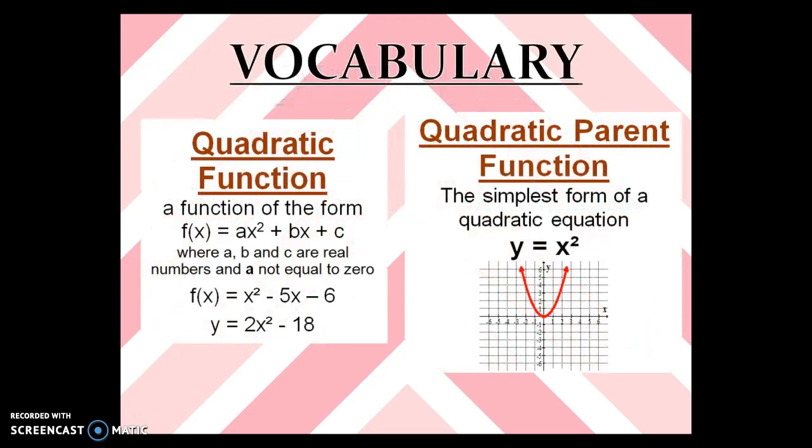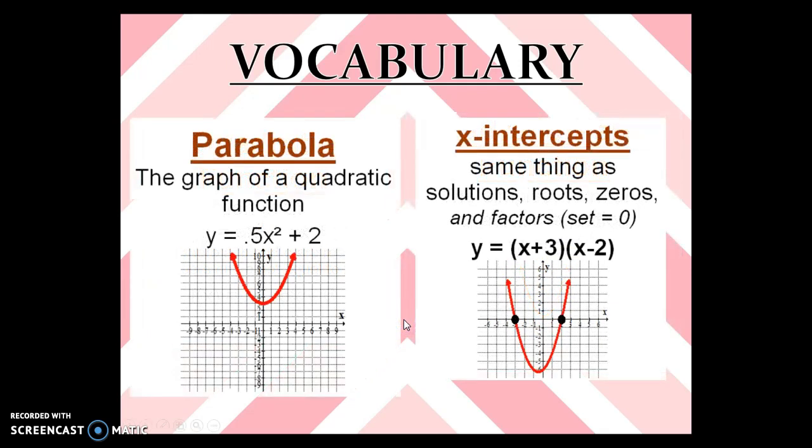So a quadratic function is anything with that x squared, all right? Quadratic parent function, y equals x squared, okay? So that's the parent function. Parabola, that's the shape of the quadratic function. The x-intercept is where the parabola crosses the x-axis. It's also called a solution, root, zero, or factor.